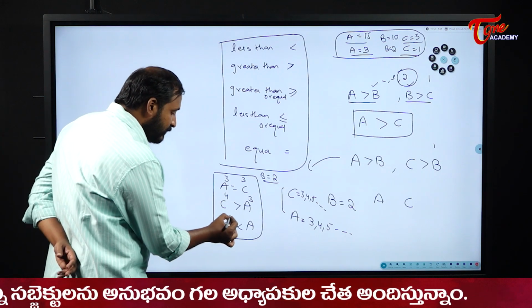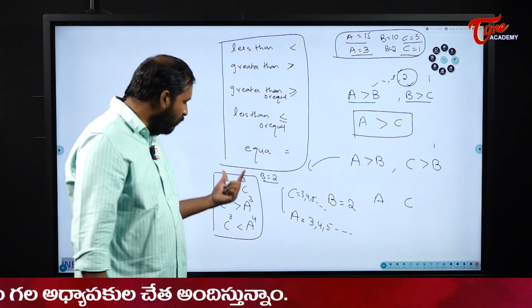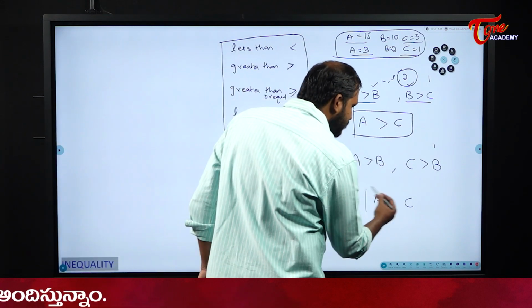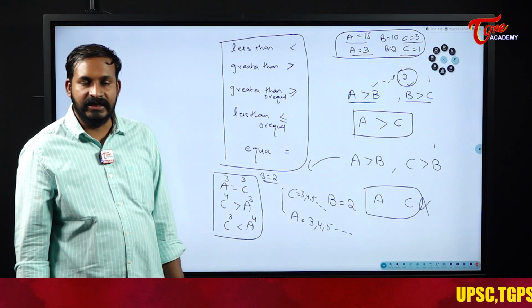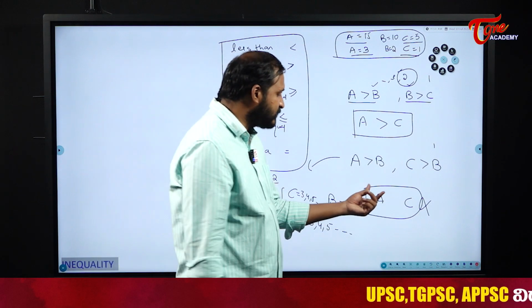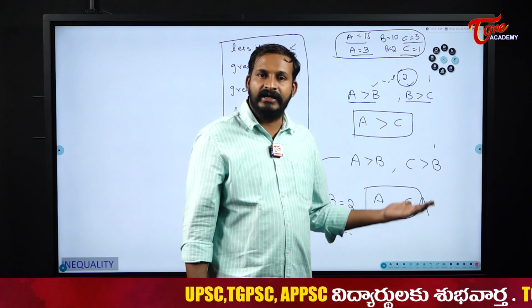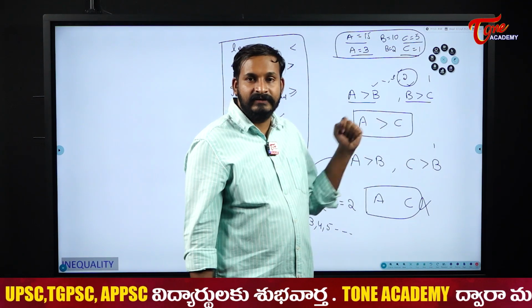Sir, I will take C as 3 and A as 4. This is also another possibility. Yes, all the 3 cases are possible, right? So can I establish a relation between A and C here? No sir, I cannot establish a relation between A and C here. So here I cannot tell what is the symbol between A and C. I cannot tell whether A is greater, C is greater or both are equal exactly. But in this case I can tell, right?